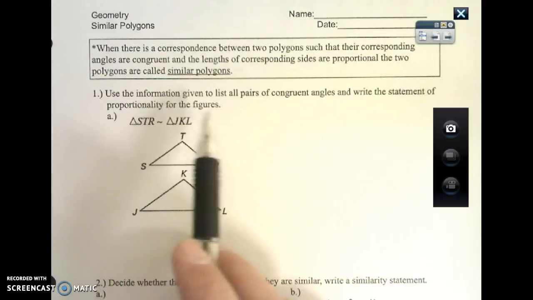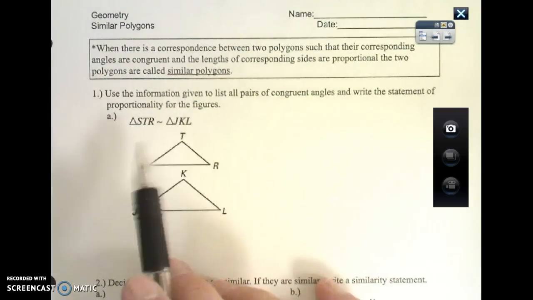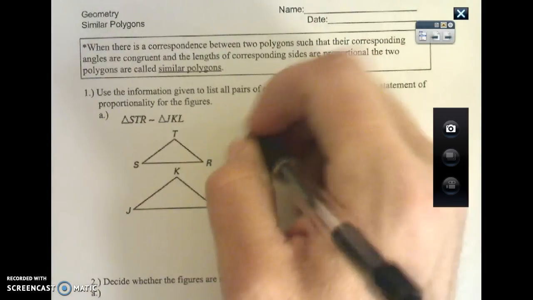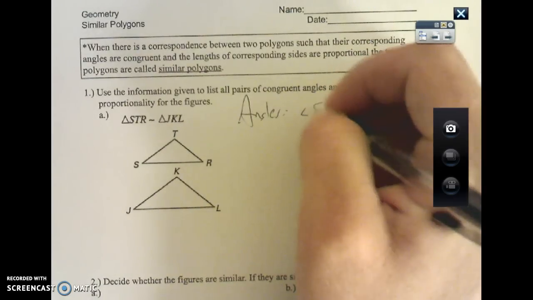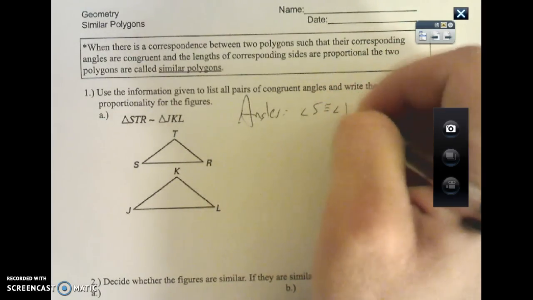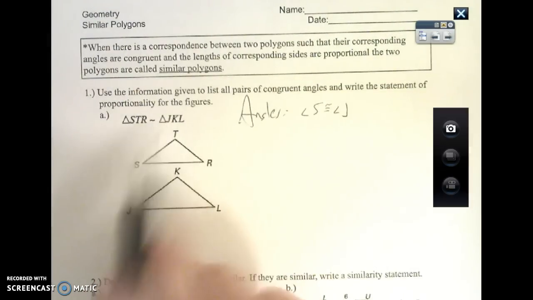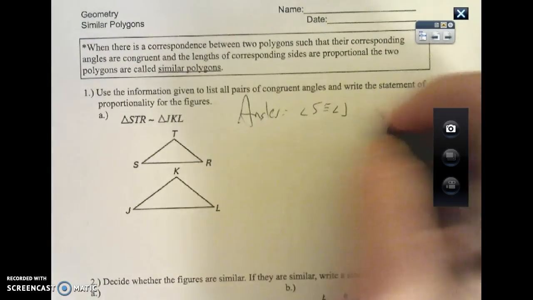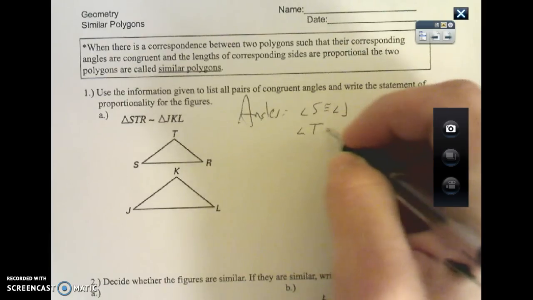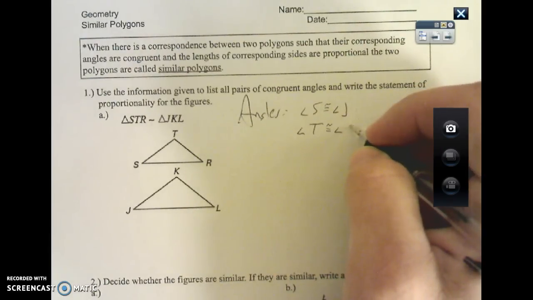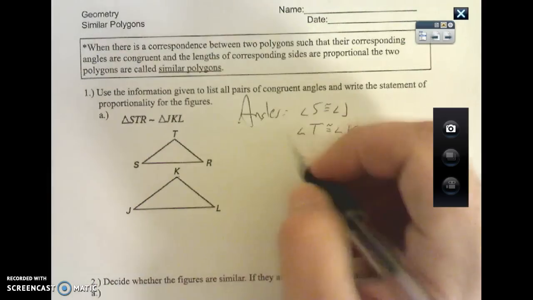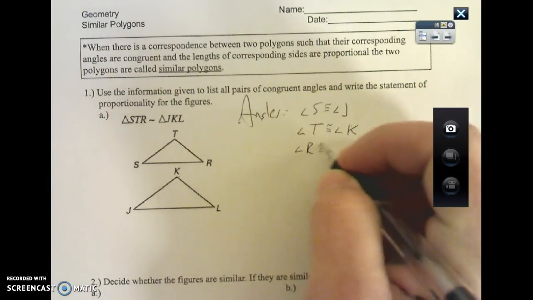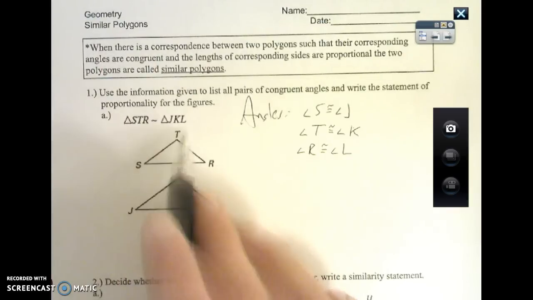Use the information given to list all pairs of congruent angles and write the statement of proportionality for the figures. Alright, so as far as angles go, I know that angle S is congruent to angle J. How do I know that? First and first, here and here. I can say that angle T is congruent to angle K, second, here, here, and lastly angle R is congruent to angle L, okay, last.